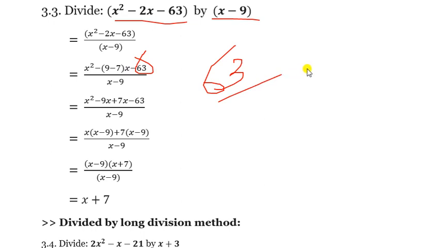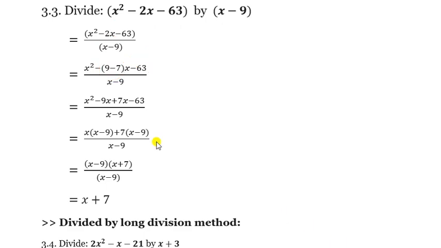Then 7 into 9 is 63. And if we take 7 and 9 and subtract them, then we will get our middle term, that is 2x. And we have to do subtraction only, minus, because it is given minus. So minus 9x plus 7x, in the same way. Then minus 9x, then plus 7x minus 63.